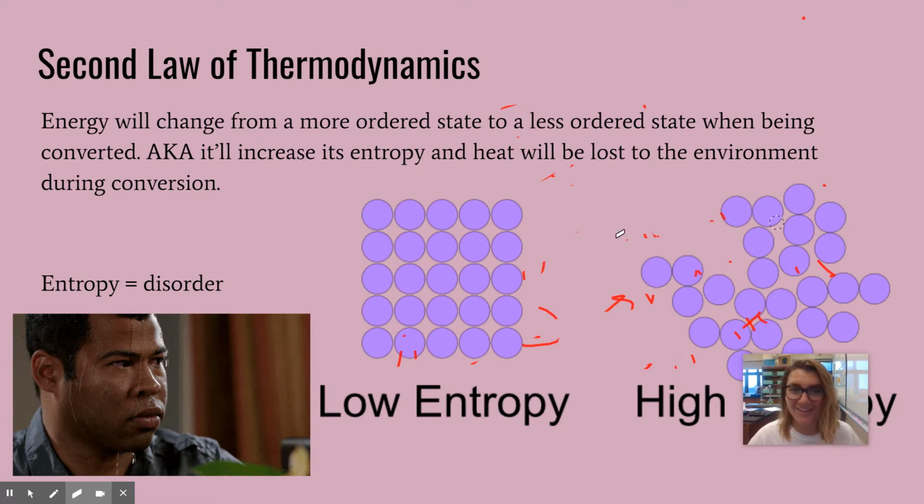Energy will change from a more ordered state. So this is the second law. This is the second law of thermodynamics. Energy will change from a more ordered state to a less ordered state when being converted, which basically means it'll increase its entropy and heat will be lost to the environment while we're converting energy. So entropy just means disorder.